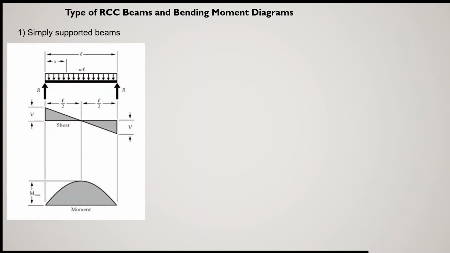Now how will we differentiate it? R.C.C. beams based on bending moment diagram, that means different types of beams have different types of bending moment diagrams. If you are talking about a simply supported beam, then you are very much aware. In this figure you will be able to see a beam which is uniformly loaded and simply supported at both the ends. The span of the beam is L and the total load will be WL.